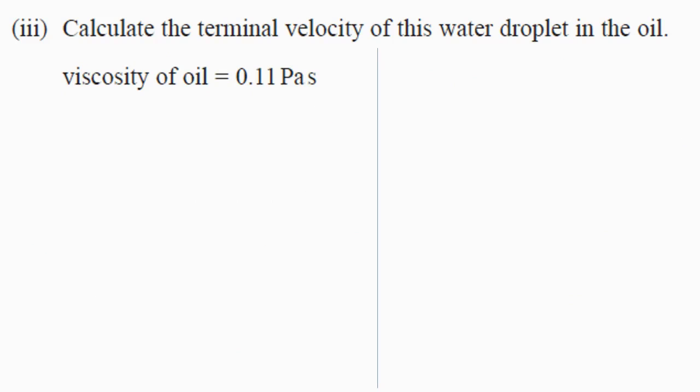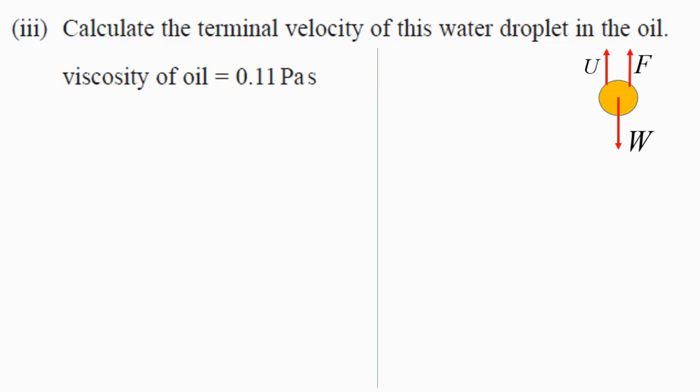Calculate the terminal velocity of this water droplet in the oil. The viscosity of oil is 0.11 Pascal second. In order to find the terminal velocity, we should know about Stokes law. First of all, we have to consider the free body diagram of the droplet. What are the forces acting? The weight of the droplet is acting vertically downward. The upthrust force and the drag force, or frictional force due to the viscosity of oil, act in the upward direction.